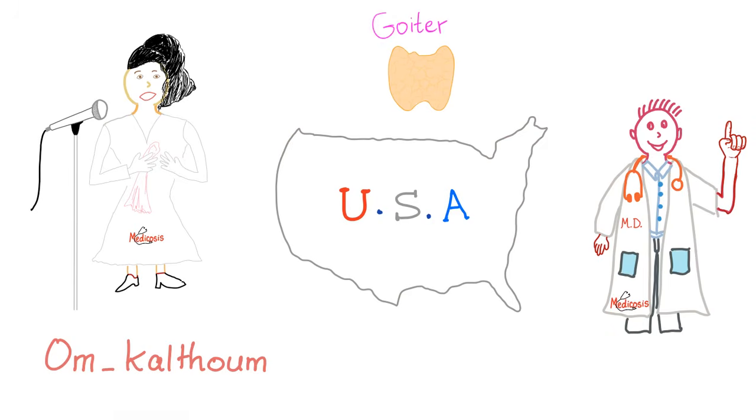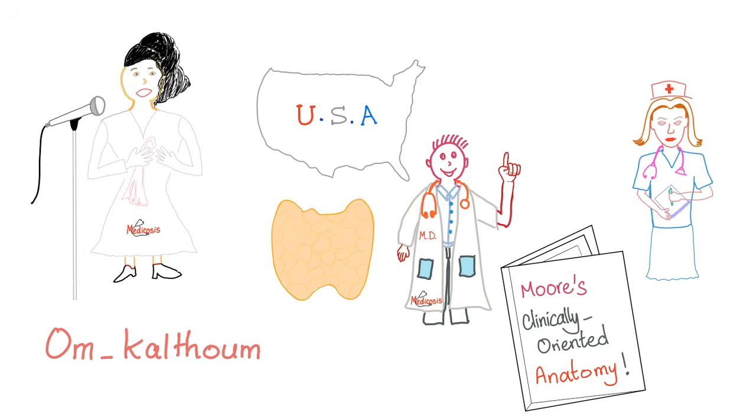Kulthum traveled to the United States and met a famous surgeon. Hey, big boy, would you please take away this thyroid and perform thyroidectomy? The surgeon learned that she was famous, so he said, oh, I better shape up and start reading.